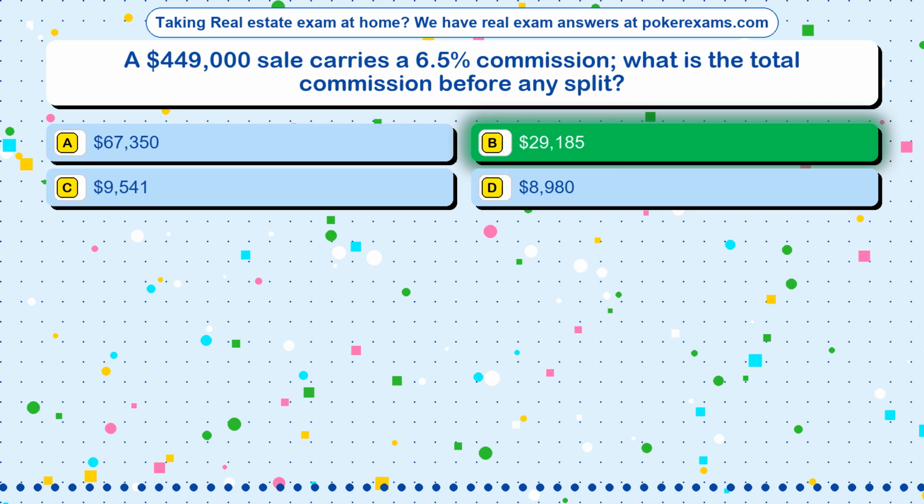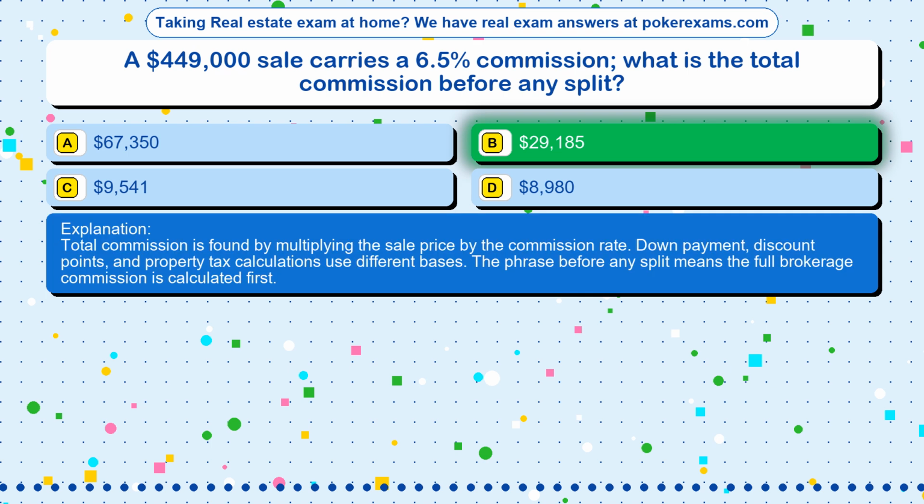The correct answer is option B, $29,185. Total commission is found by multiplying the sale price by the commission rate. Down payment, discount points, and property tax calculations use different bases. The phrase "before any split" means the full brokerage commission is calculated first.